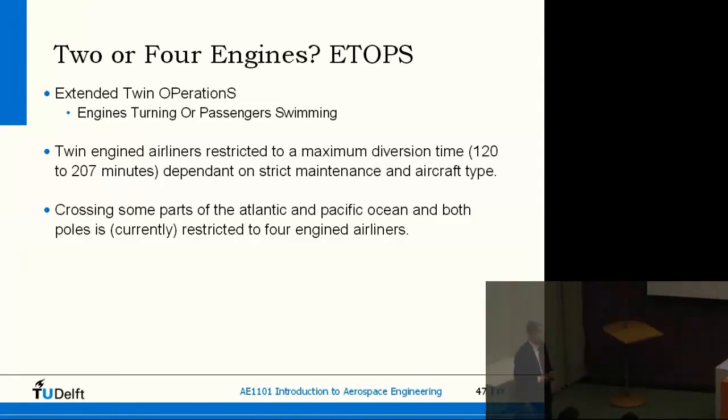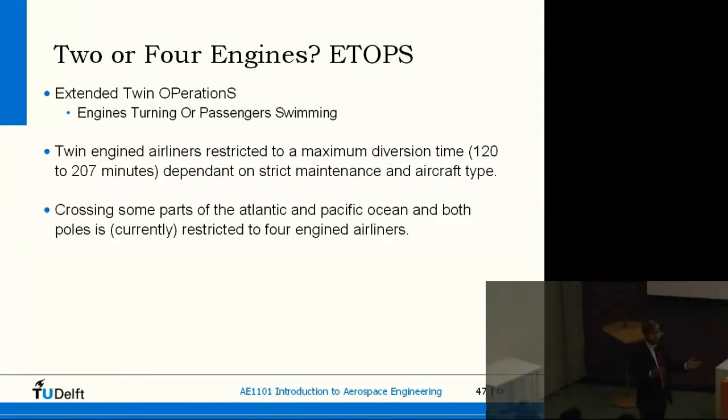In the old days, there was a big advantage of having 4 engines, and the main reason was that this gave you the reliability to cross oceans, to cross the Atlantic or the Pacific. And with the twin engine, this was not allowed in the beginning, because if you would lose one engine, you might not be able to reach land because you have a lower efficiency when you fly.